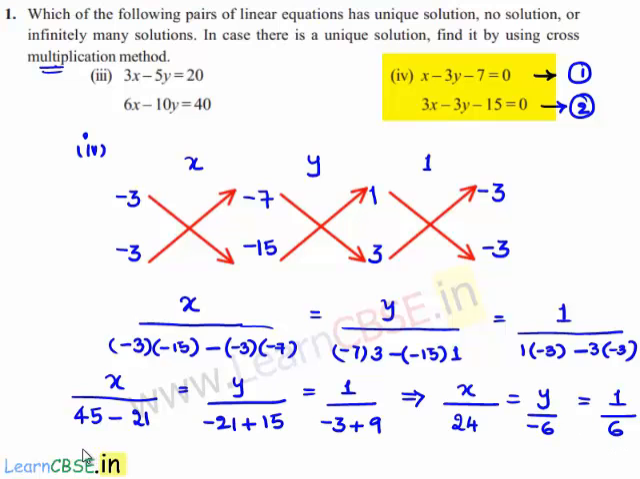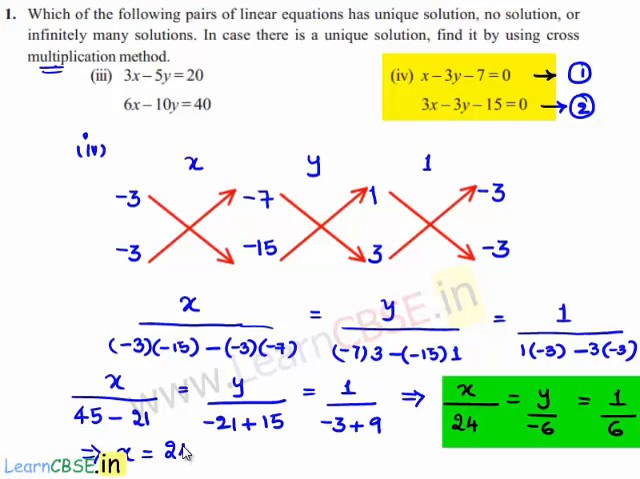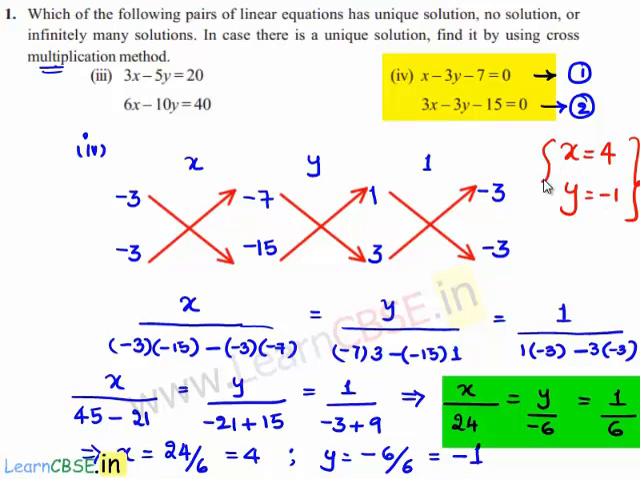Therefore we can write x is equal to 24 divided by 6, which is nothing but 4, and y is equal to minus 6 divided by 6, which is nothing but minus 1. Therefore we can say that x is equal to 4 and y is equal to minus 1 are the required solutions of the given set of linear equations.